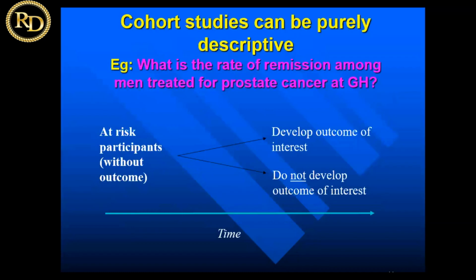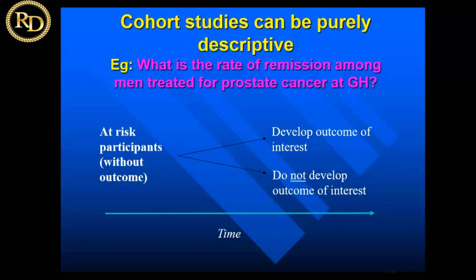Like, what is the rate of remission among men treated for prostate cancer at General Hospital? So at-risk participants without outcome, who developed the outcome of interest and who did not develop it over time. Who are the people at risk of prostate cancer? Mostly old men, they have the prostate enlarged.